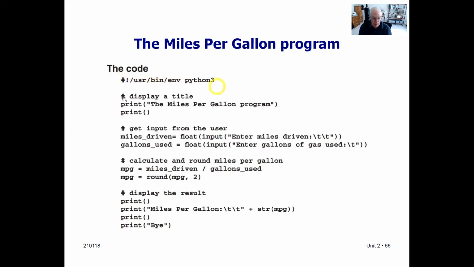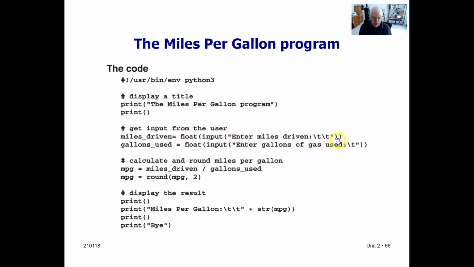First off, we have our shebang line. Then we have a comment here. We're going to display a title, print function title, blank line, get input from user is a comment. Miles driven is going to equal a float, and we want to run this into an input. Okay, float with an input inside. We're chaining together. Our input's going to be enter miles driven with a couple of tabs at the end. And notice all that's in quotation marks.